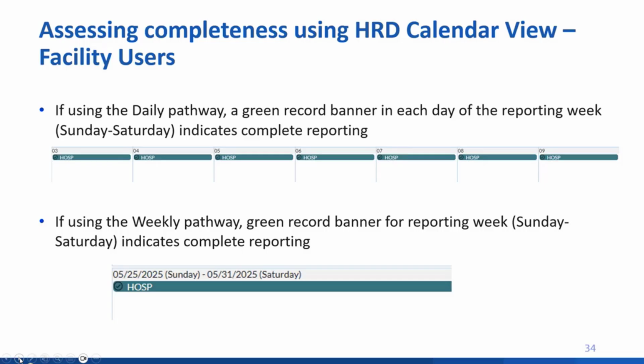So remember, again, if you're reporting in the daily and your calendar view looks like the first screenshot of the week, you are all set. Likewise for the weekly, if you're using the weekly reporting pathway for HRD, if you're looking at the week and you see the green record indicator, if you open up that calendar view, that means that you have completed all of the required reporting for that week.